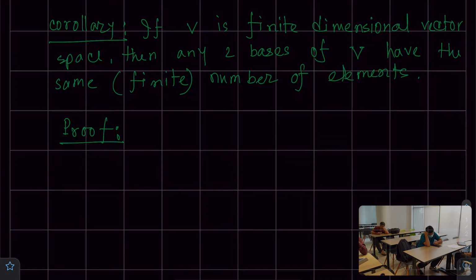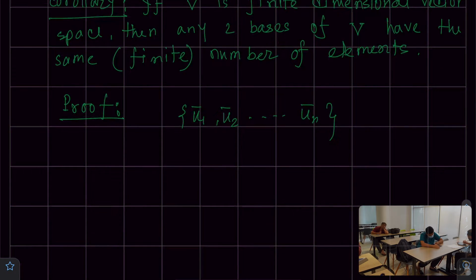How can you prove that? Let u1 vector, u2 vector, up to un vector be a basis, and let's consider another set v1 vector, v2 vector, up to vm vector. This is another basis of this finite dimensional vector space V.